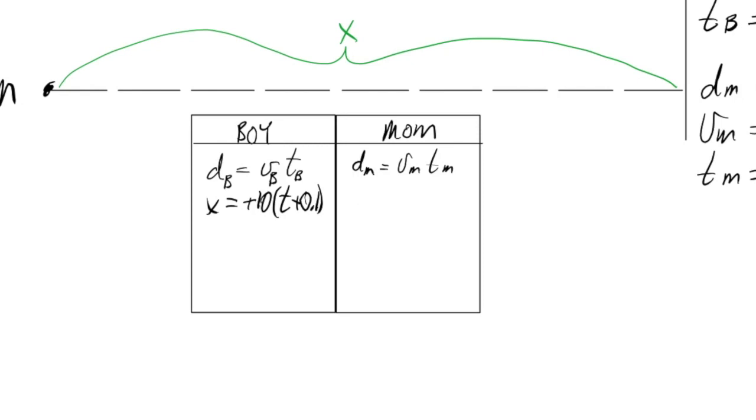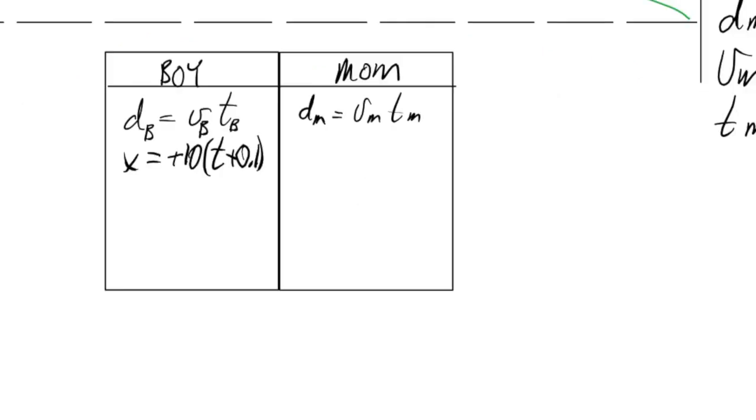Now, we're going to clear out that bracket. It's looking a little messy in there. So using distributive property, that's going to be 10t plus 1. Because 10 times 0.1 is just 1. Okay, so for mom, the distance slash displacement is x, sorry. The velocity is positive 14. And the time is just equal to t.